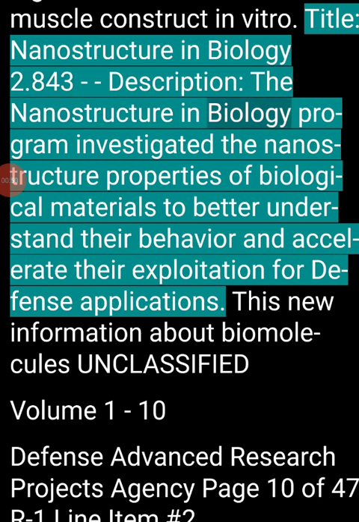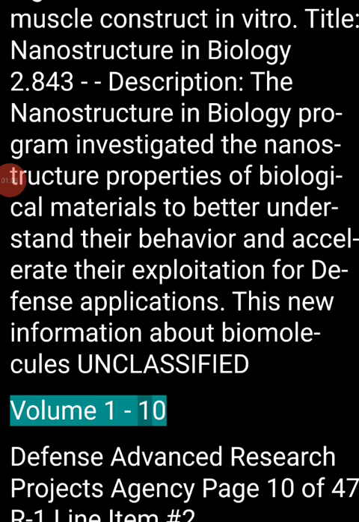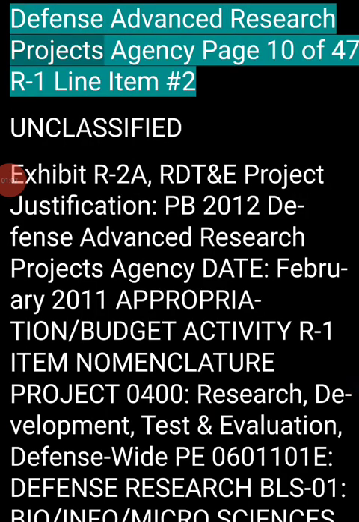Description: The Nanostructure in Biology program investigated the nanostructure properties of biological materials to better understand their behavior and accelerate their exploitation for defense applications. This new information about biomolecules is unclassified. Volume 1-10. Defense Advanced Research Projects Agency, page 10 of 47, R-1 line item number 2.